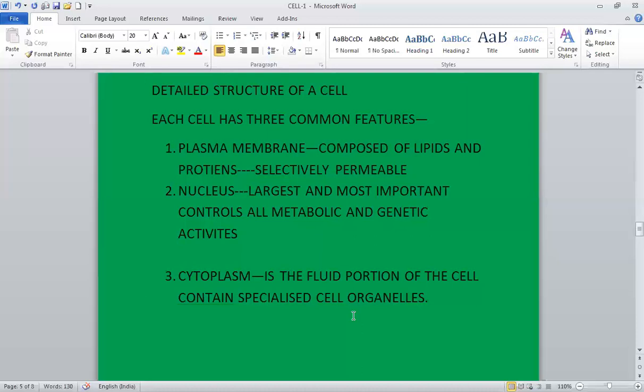So basically we can say that all cells have three common features: plasma membrane, nucleus, and cytoplasm.